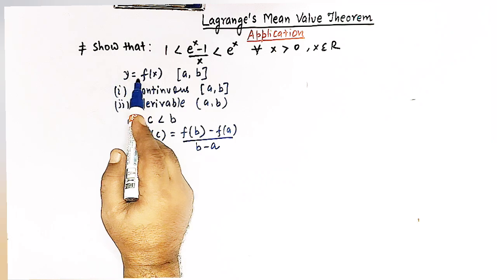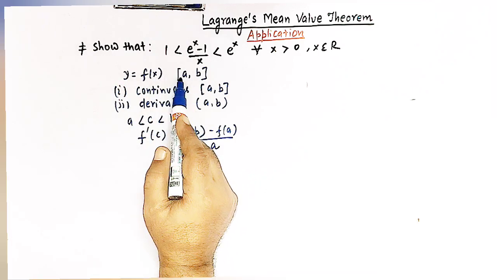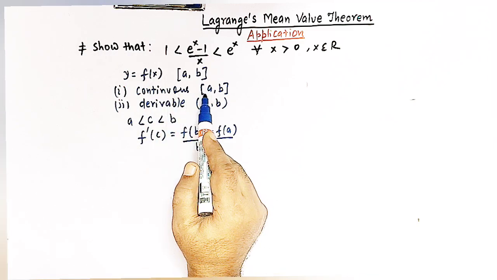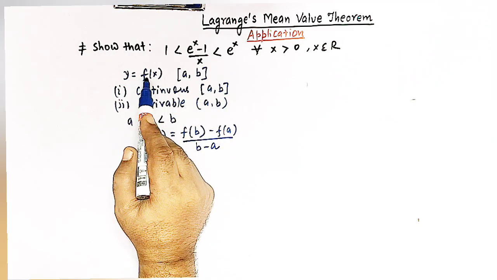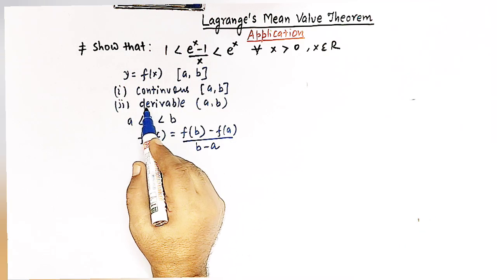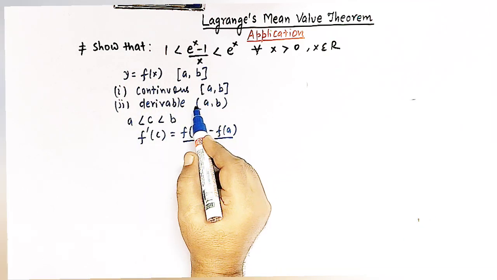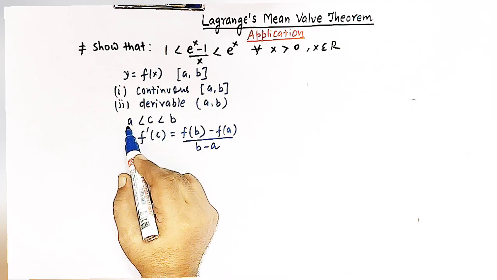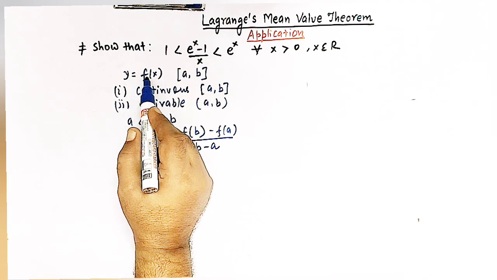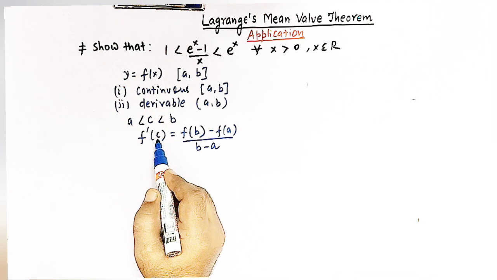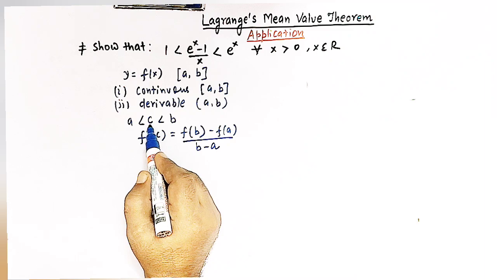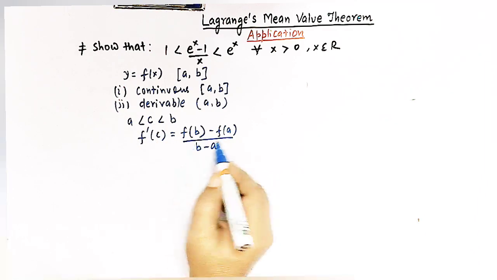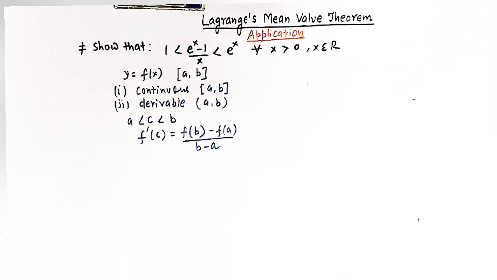So we have a function y is equal to f of x, which is defined in some domain a comma b. This function f of x is continuous in the closed interval a comma b, and this function has a finite derivative, or is derivable, in the open interval a comma b. Then there must exist a point c between a and b, such that the derivative, f prime of c, the derivative of f of x at this point c, is equal to f of b minus f of a divided by b minus a.